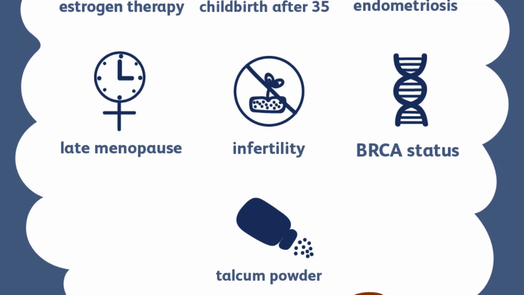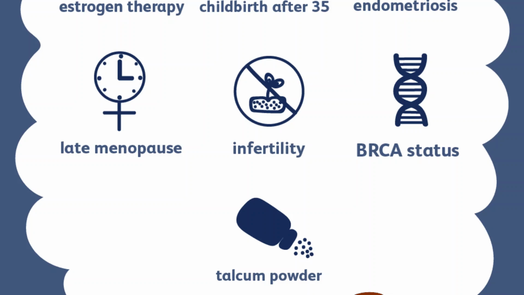Okay. Then another risk factor is the age when menstruation started and ended. Beginning menstruation at an early age or starting menopause at a later age or both may increase the risk of ovarian cancer. And then another risk factor is that if you have never been pregnant, you may have an increased risk of ovarian cancer.